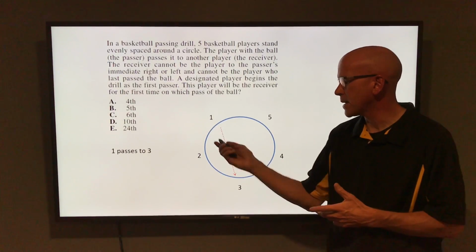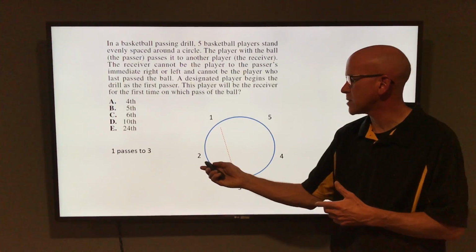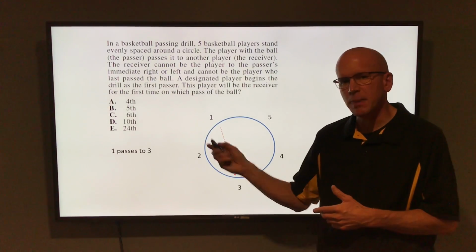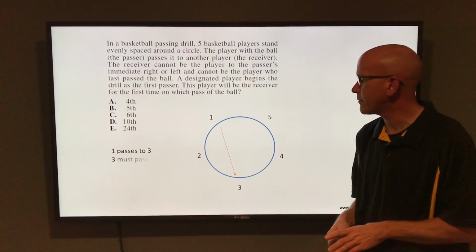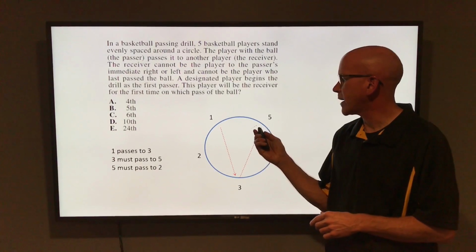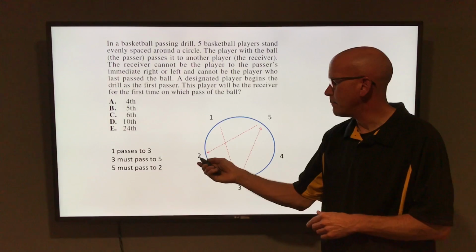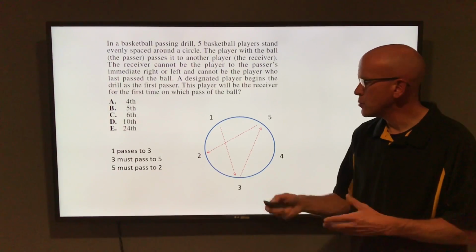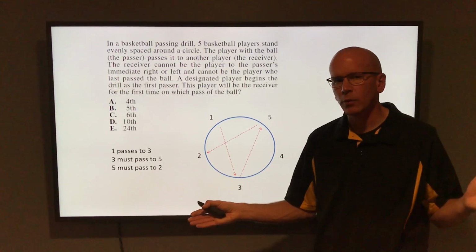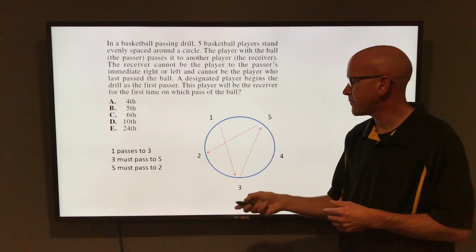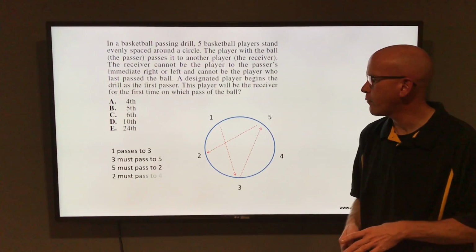So 1 is the first passer, passes to 3. 3 cannot pass to 2 or 4 and cannot pass back to 1. So 3 must pass to 5. So 3 passes to 5, 5 can't pass to 1 or 4, can't pass back to 3, and 5 must pass to 2. 2 can't pass to 1 or 3, not their immediate right or left. Can't pass back to 5, 2 must pass to 4.